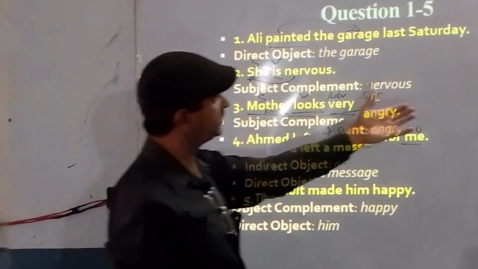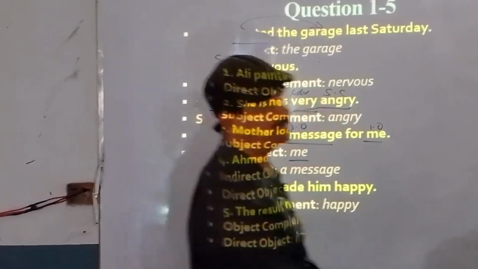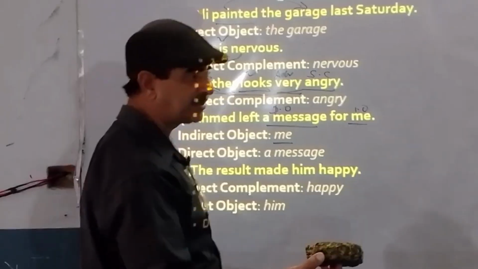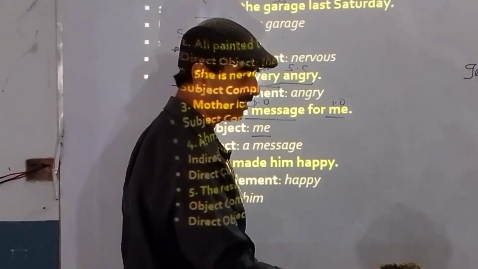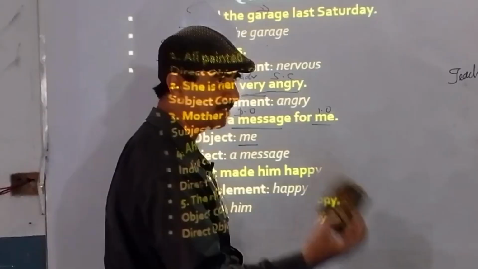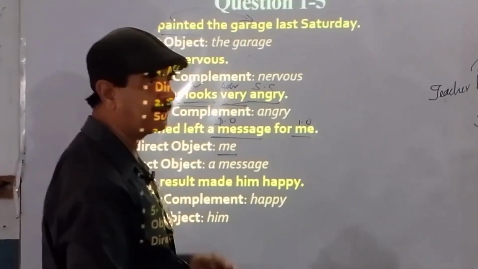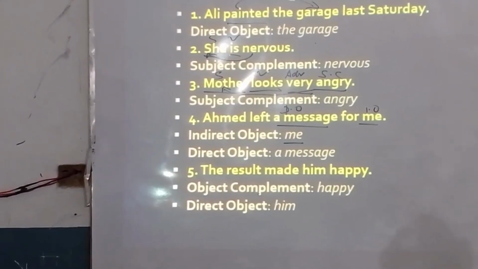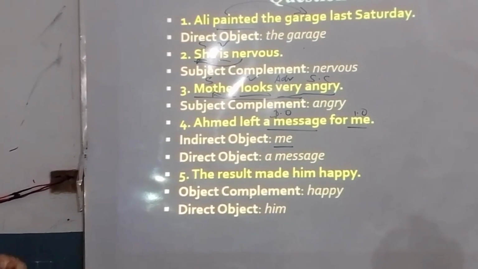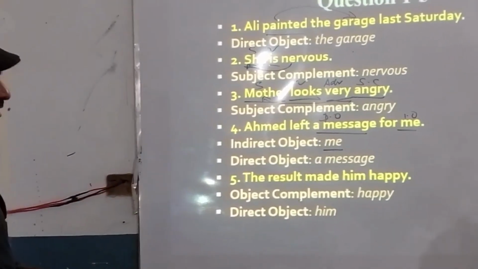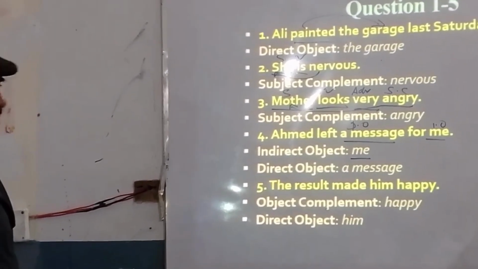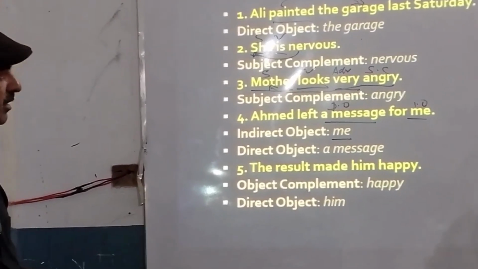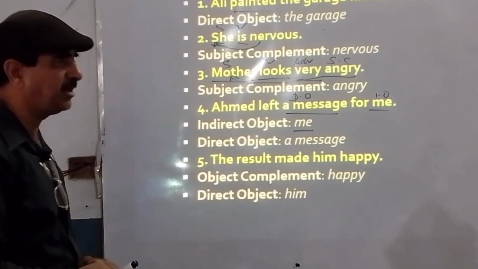Again, I am giving you the example. Look at me. A teacher left a message for me. This is the message, okay? So the action of leaving is directly affecting who? Message. Clear? The action of leaving is directly affecting a message. That's the reason a message is direct object, and it is indirectly affecting who? Me. That's the reason me is indirect object.